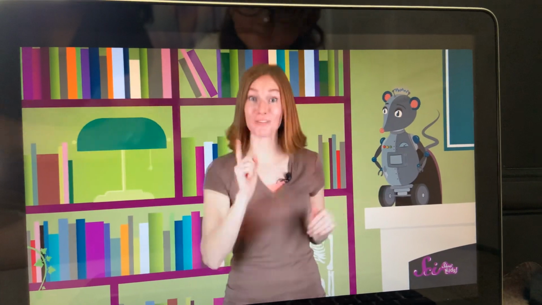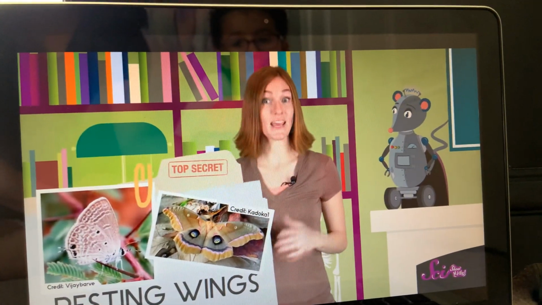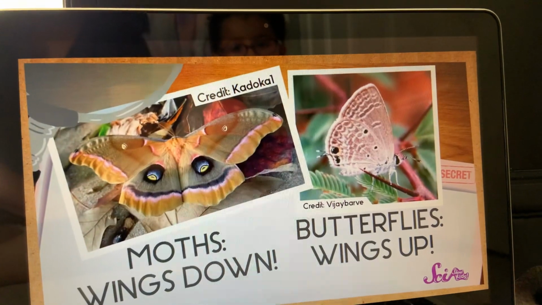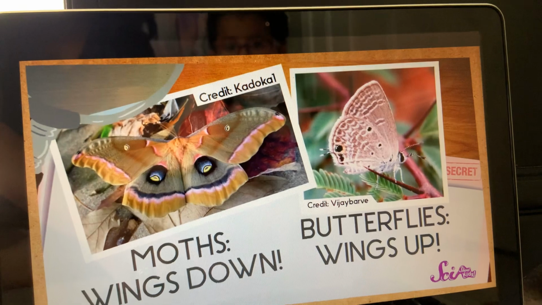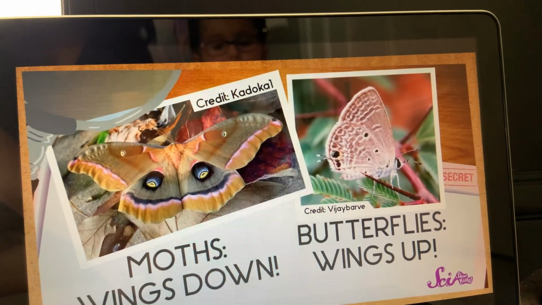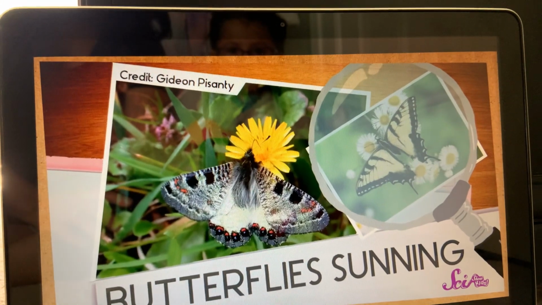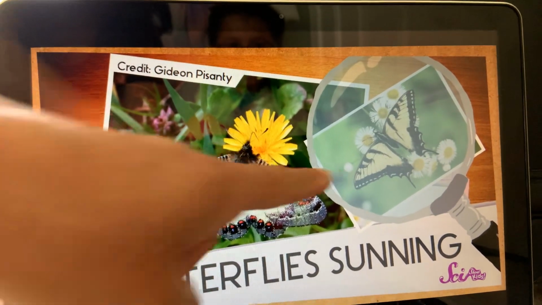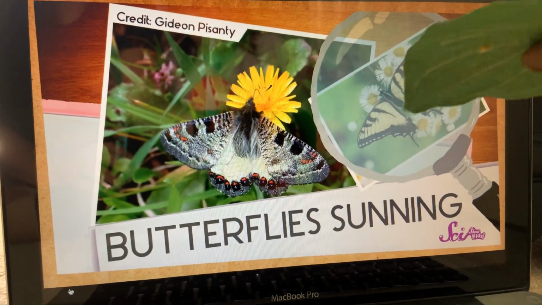And here's another clue. Butterflies and moths sometimes rest their wings in different positions. Moths will often rest with their wings spread out flat, but butterflies usually rest with their wings held up together. But it can be a little tricky to tell them apart this way. For example, butterflies sometimes open up their wings and lay them flat to soak up the warmth of the sun, so it could be mistaken for a moth. But it's still a good clue to look for.